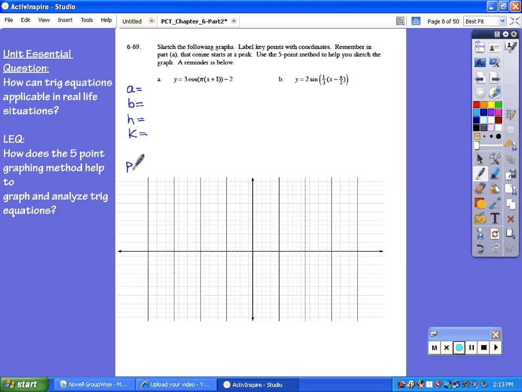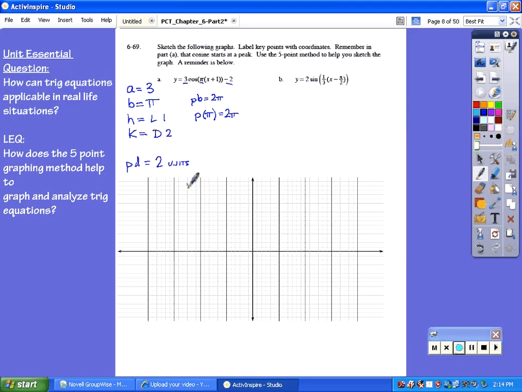So first steps first, always begin by listing all of your parts. So amplitude of 3. Frequency of pi, shift of left 1, and vertical shift of down 2. Period, well, PB equals 2 pi. So P times pi equals 2 pi, which hopefully logically tells us the period is 2 units.